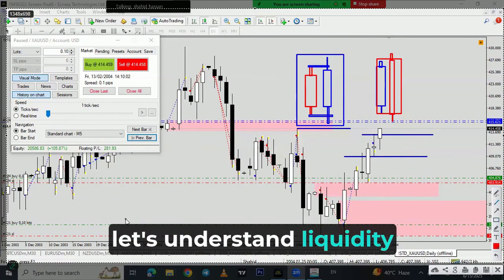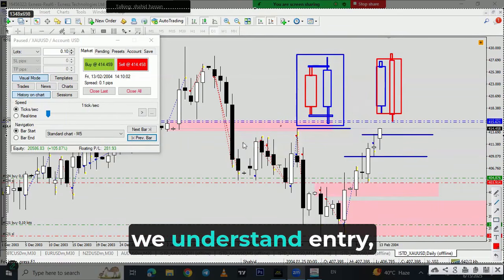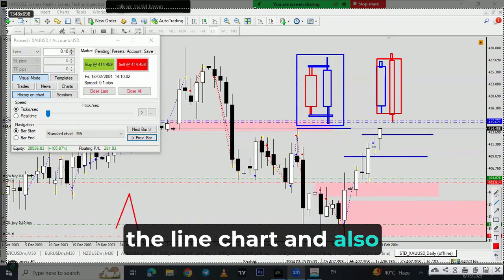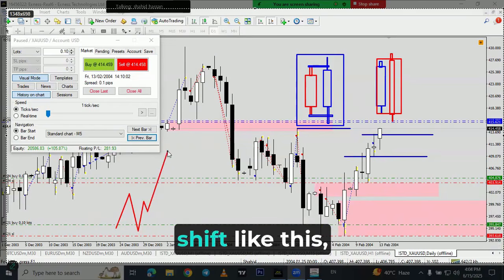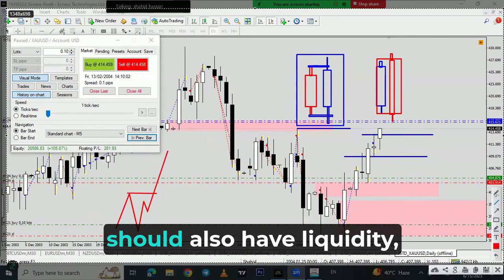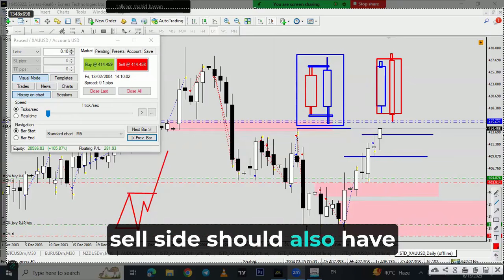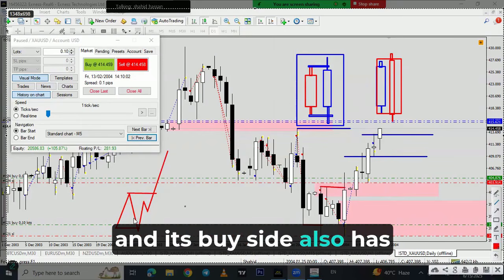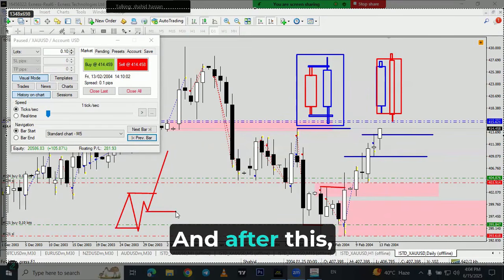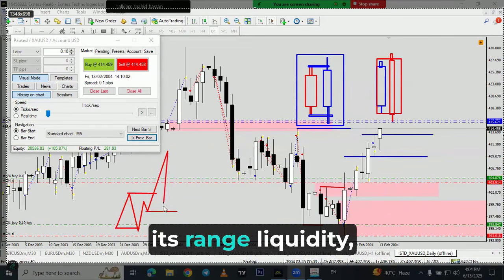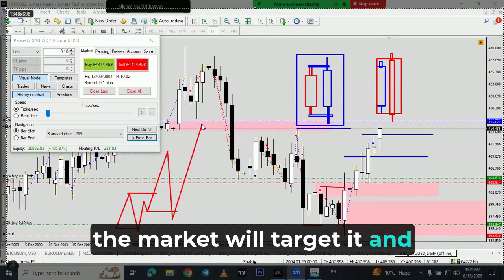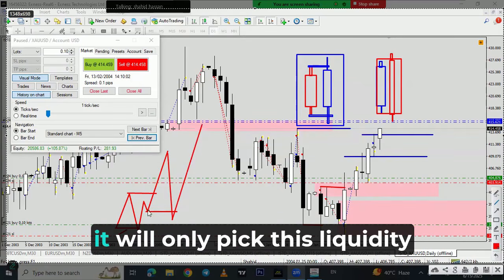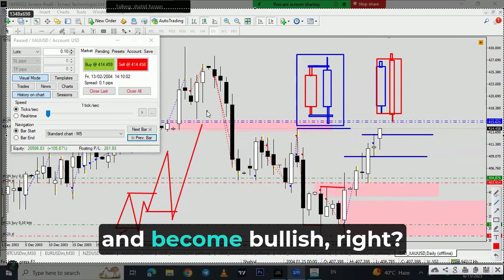Let's understand liquidity and entry. First we understand entry, then our entry is there. We can see the entry level on the line chart and also on the candlestick that our structure should shift like this, meaning buy side should also have liquidity, sell side should also have liquidity. Like here sell side has liquidity and its buy side also has liquidity, right? And after this, when the market creates its range liquidity, the market will target it and move like this because it has already targeted this. It will not target it, it will only pick this liquidity and become bullish, right?